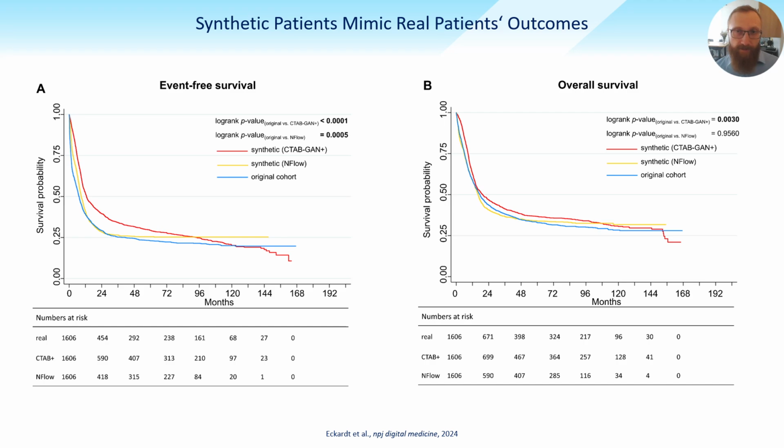Next, we evaluated patient survival, comparing the original cohort in blue with both synthetic cohorts in red and yellow. And here we can see an interesting behavior. Generally, the curves in both Kaplan-Meier graphs are somewhat similar. However, we do not see a plateau at the end of the follow-up period for the synthetic cohort generated by CTEP-GAN+ in red, and ENFLOW in yellow tends to overtly censor patients at the end of the follow-up period, as you can see in the risk tables below.